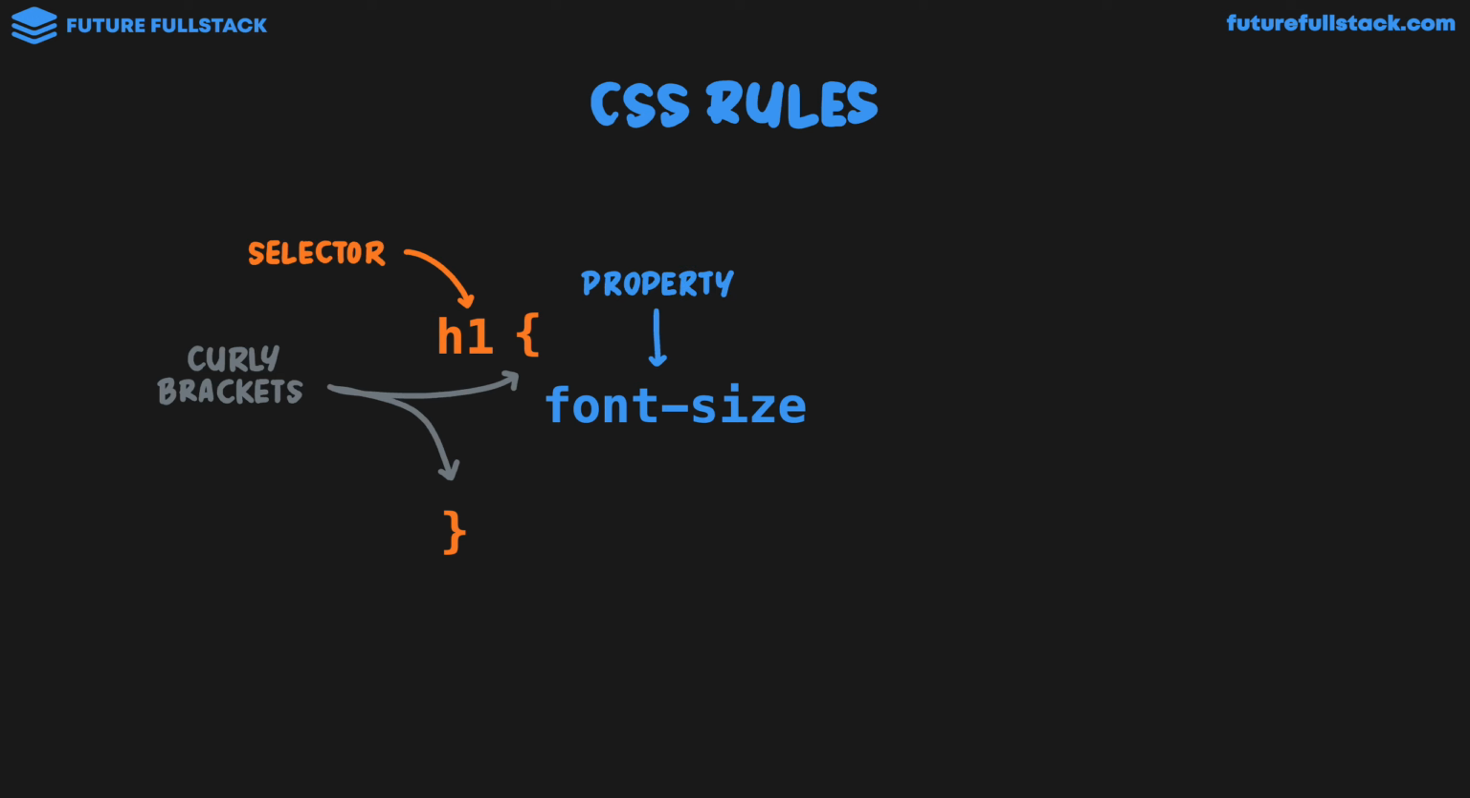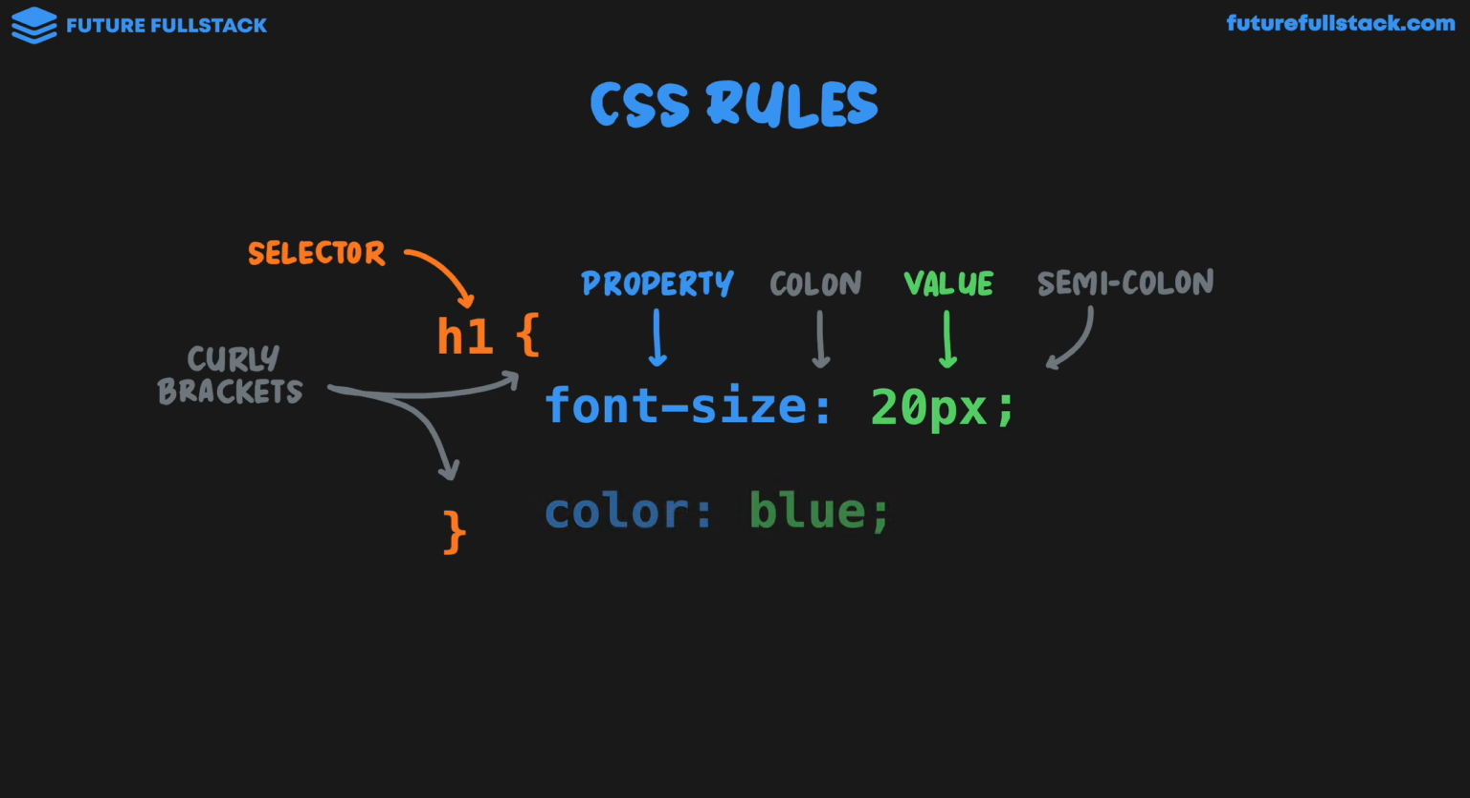The property is always followed by a colon. We then give the font size property what size we want it to be. In this case, I want it to be 20 pixels, which I write as 20px. This is called the value, and it always ends with a semicolon. We can apply multiple properties inside these curly brackets. Another example would be changing the color of the H1 element to blue, which I would do like this. It follows the same structure as font size above. The property is color, and the value is blue.